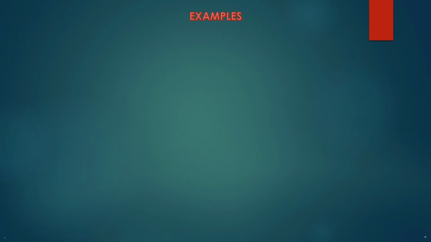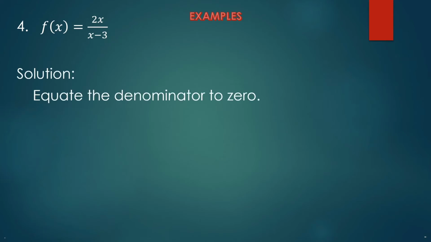Example 4. f of x equals 2x over x minus 3. Equate the denominator to 0. x minus 3 equals 0. To eliminate minus 3, we have to plus 3 both sides. We have x minus 3 plus 3 equals 0 plus 3. Negative 3 plus 3 is 0, so just copy x for the left side. And as for the right side, 0 plus 3 is 3. So our answer is x equals 3.